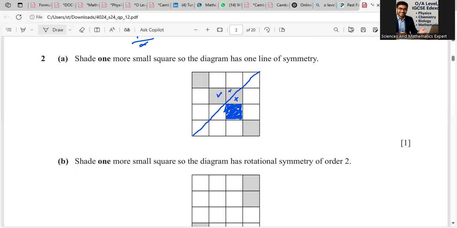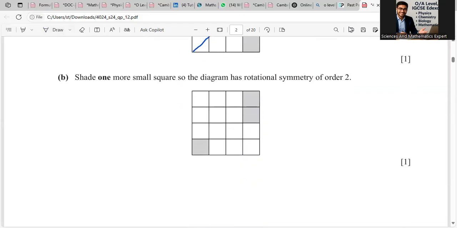After that, there is rotational symmetry. In rotational symmetry, as we look here, the order is 2, meaning if I rotate it, it should stop only one time. At this point, with a 180-degree rotation, if I shade this one, my block will come to this point. After a 180-degree rotation, it will stop here. That will be its first order of rotational symmetry, and at the second one it will reach its position again.